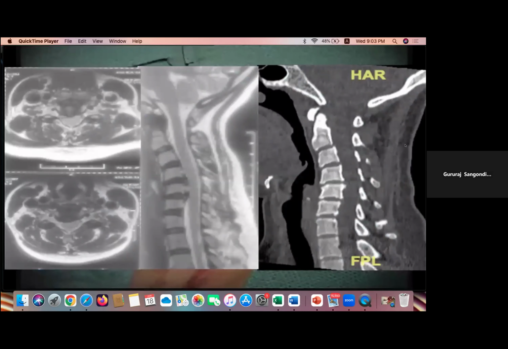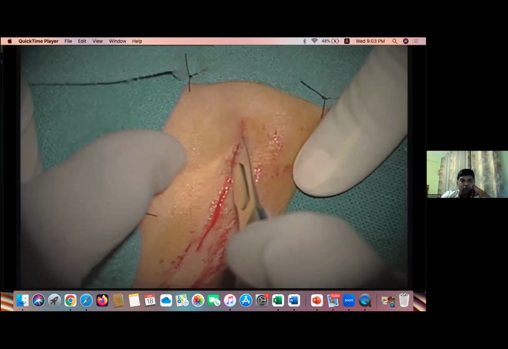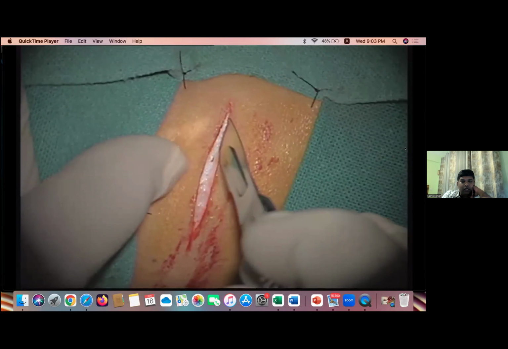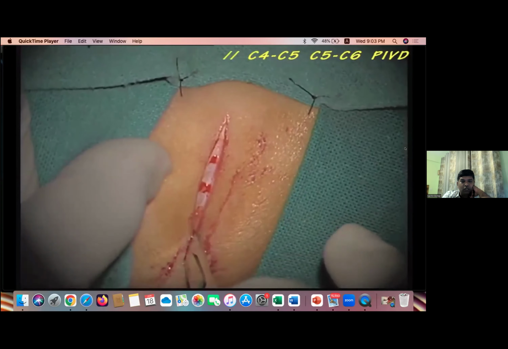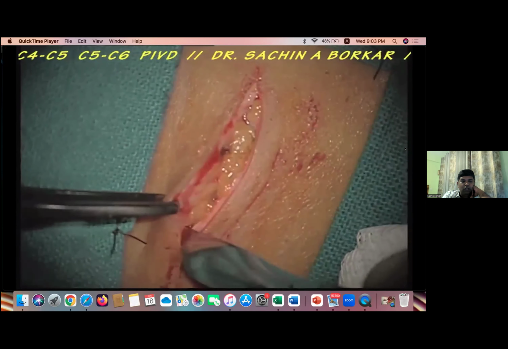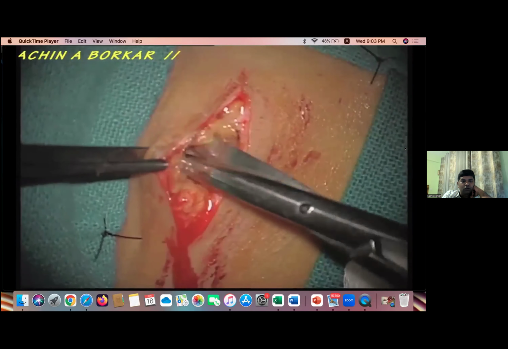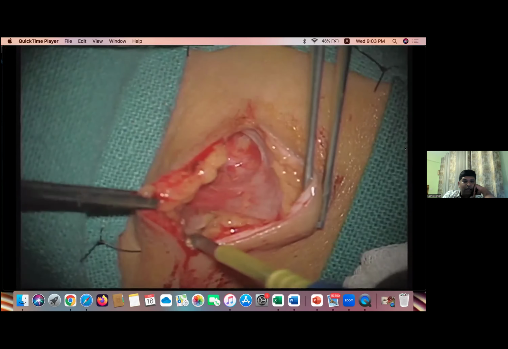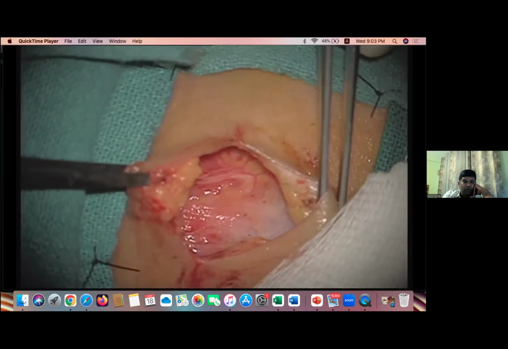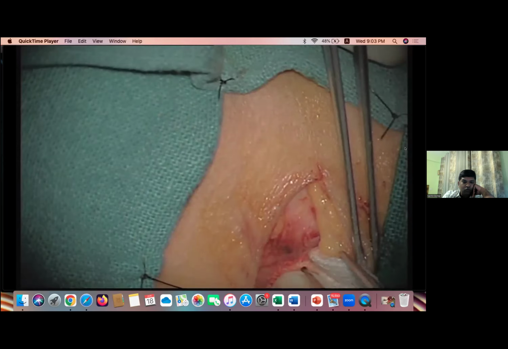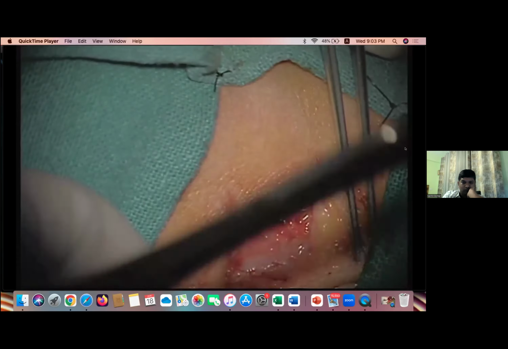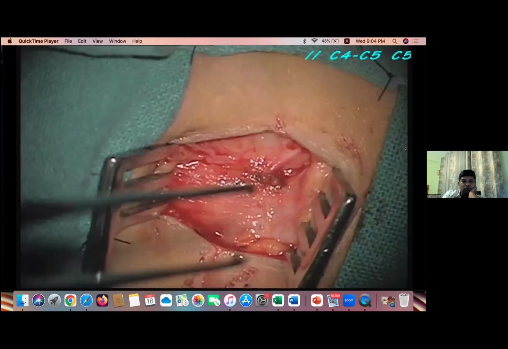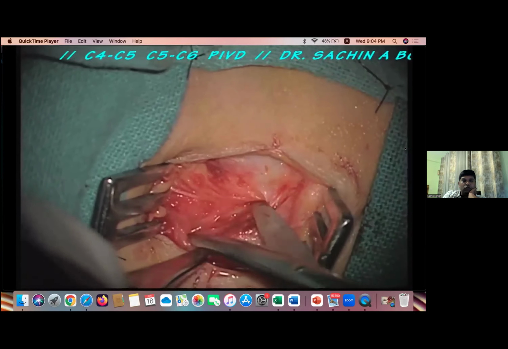So it's a two-level discectomy, C4-5, C5-6, with a transverse skin crease incision. Below the skin and the subcutaneous tissue, there will be a thin layer of platysma muscle, which has to be separated. The important thing is to make this subplatysmal plane so that you can reach the prevertebral space easily, because we are operating at two levels here. So subplatysmal dissection is important.